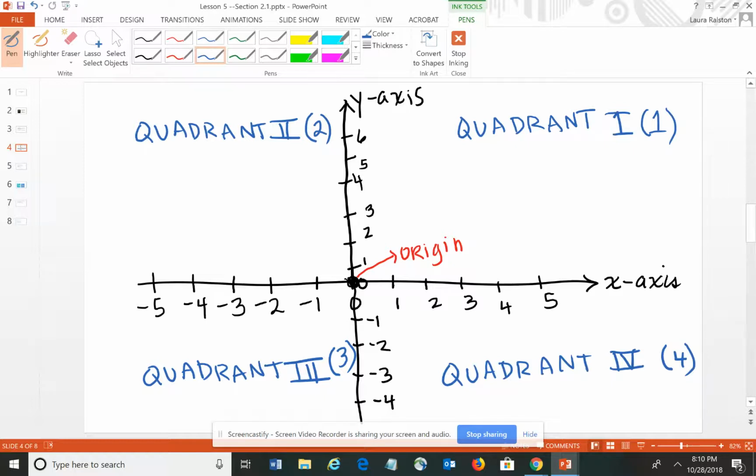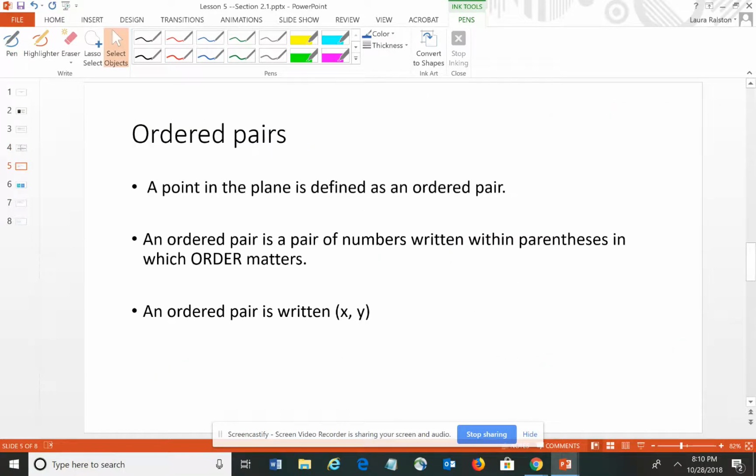Because there are two number lines, when we want to describe a point's location, just like Descartes wanted to describe the location of the fly, we have to have two numbers. And so a point in the plane is defined as an ordered pair. An ordered pair is a pair of two numbers written in parentheses in which the order matters. And the order that it's written, we always state the x first and then the y. Oftentimes we say it's alphabetical, x, comma, y. You have to be careful because that notation looks similar to the interval notation that we've talked about previously, but in this context, it is an ordered pair.